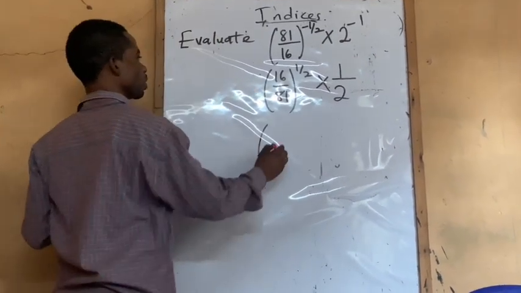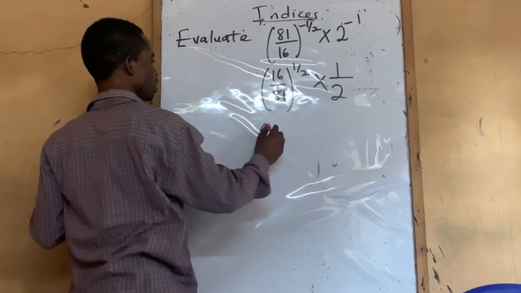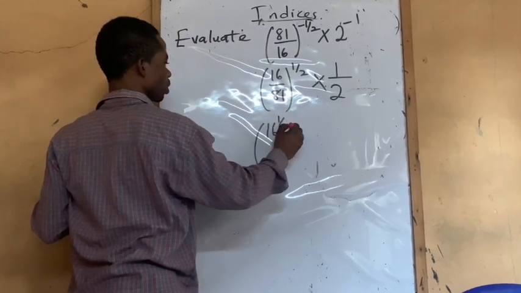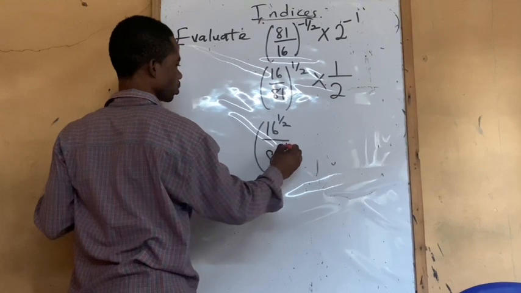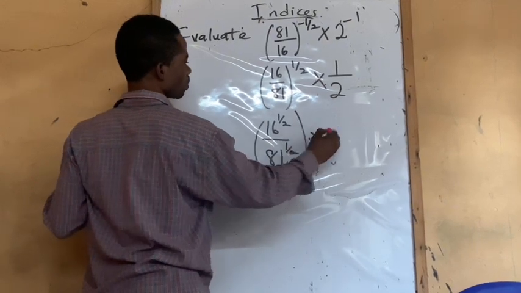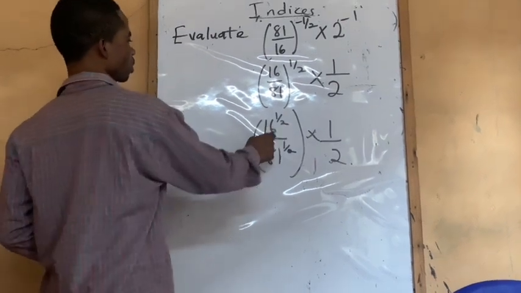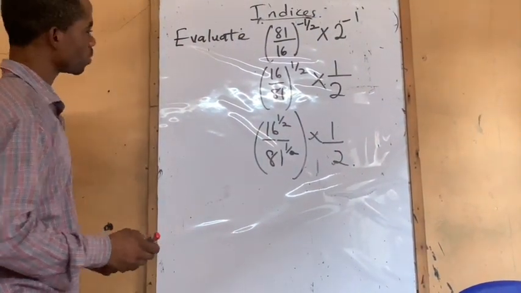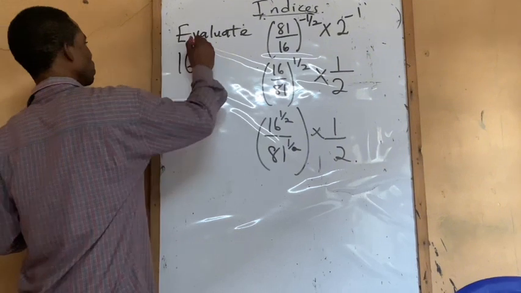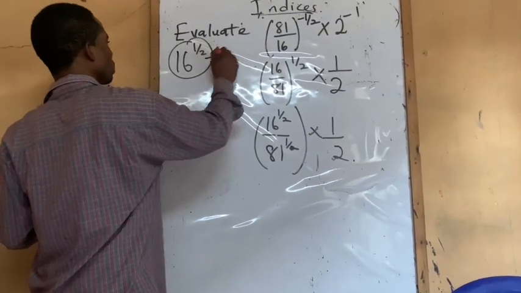So whatever you see here belongs to this and this. That's 16 all over 81 times 1 all over 2. So actually this means square root. When you see something like this, it means square root. You need this, which is 4.